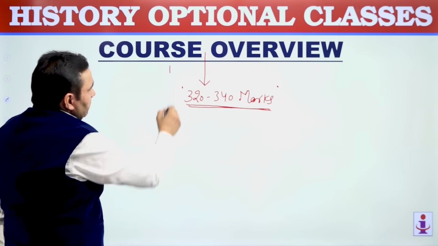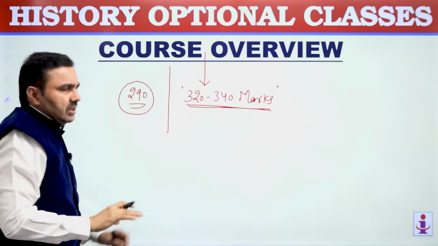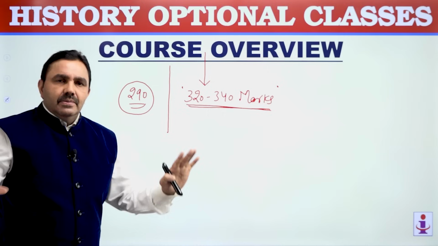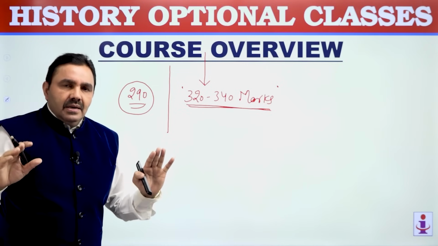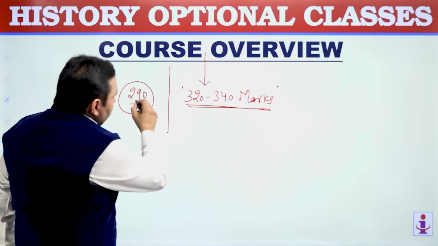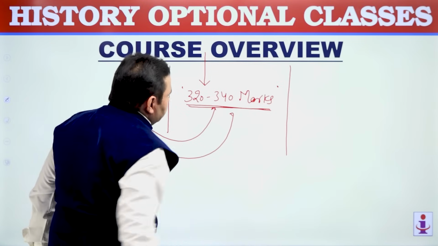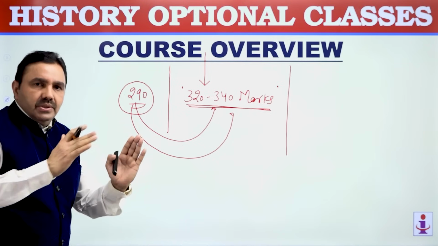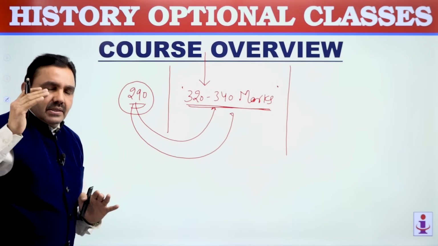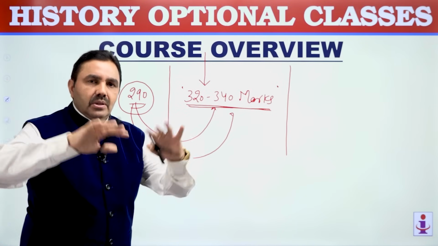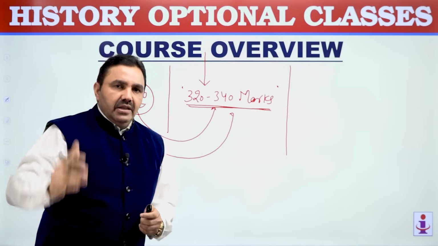Anybody can score 290 marks in history optional with just reasonable preparation. Don't read anything, just go through the classes, revise a couple of times. You can get 290 marks easily. And if you revise things properly, if you write answers properly, if you develop your writing skills systematically, you can get 320, 330, 340 marks as well. So that's the purpose of this course here, so that you can get complete command on all the dimensions of history optional, and you can fetch the highest possible marks in any of the optional subject.